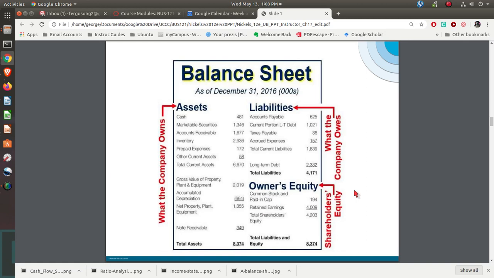The balance sheet is like taking a snapshot in time. In other words, on this date, these are the things that we owned and what we owed and what the equity was.